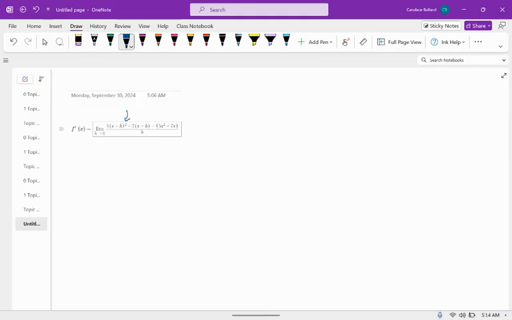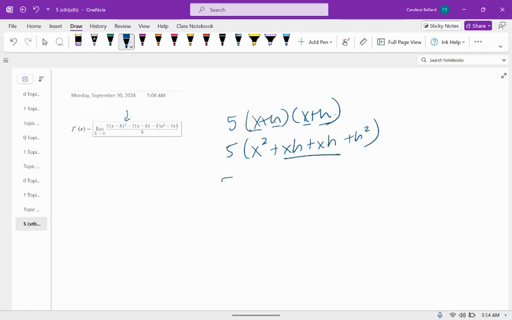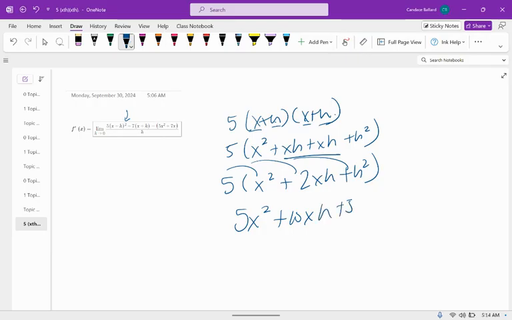So remember, squared means I'm going to write it twice. That will give me 5 times x plus h times x plus h. I know I need to FOIL that. So it would give me x squared, I'd have x times h, and I'd have x times h, and then h times h is h squared. In the middle, I'm combining my like terms, so that would give me 2xh plus h squared. And then I'm going to distribute that 5 through. So that would give me 5x squared plus 10xh plus 5h squared. So that's what you need to type. Let's go back and type that.